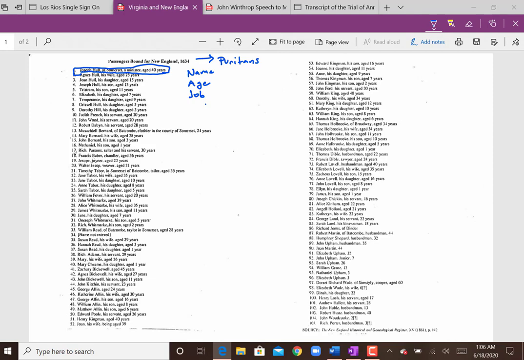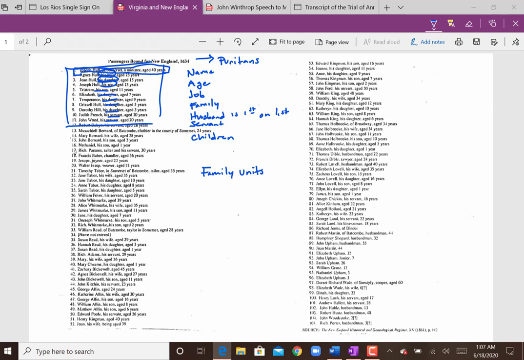If it's the head of the household, then they're at the top of the list. The other thing, of course, is that the husband is first on the list and everyone else is referenced to him. So if you see his wife, his daughter, his son, his daughter, his daughter, his daughter, his daughter, his servant. So then you also have servant and children. This tells you they broke them up by family unit. The Puritans came over as family units, as husband, wife, and children, and servants.